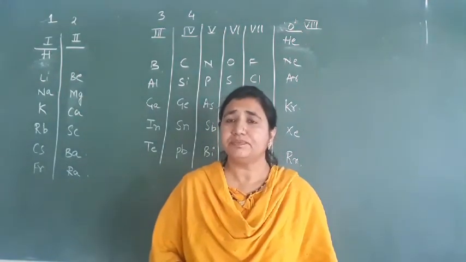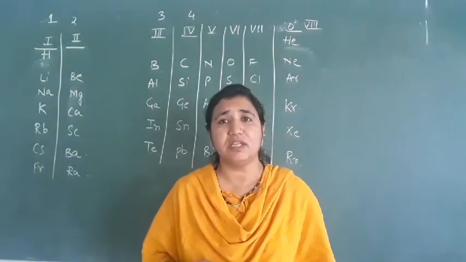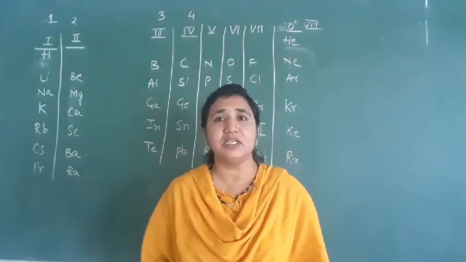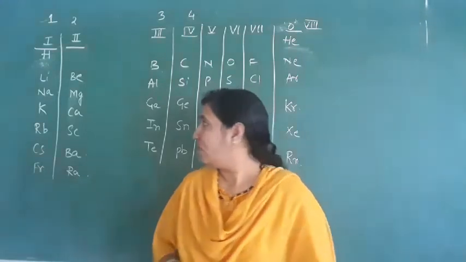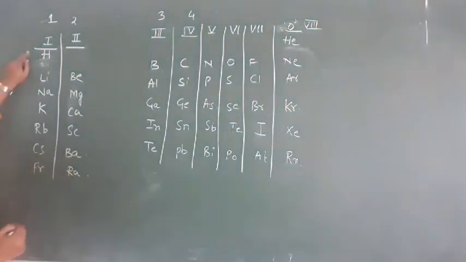Valency is how many valence electrons take part in reactions. First group elements have 1 electron in their outermost shell; they donate that electron and convert into a cation. That is their valency. First group elements are hydrogen, lithium, sodium, potassium, rubidium, cesium, and francium. Their valency is 1.